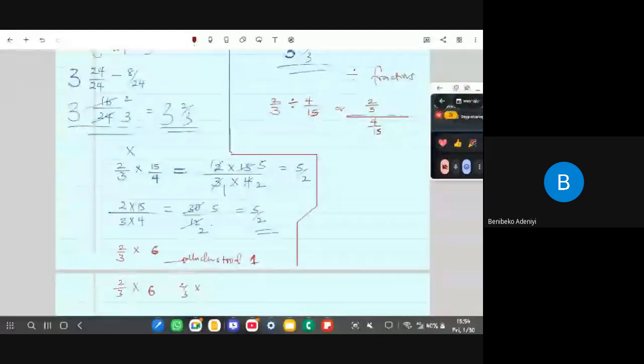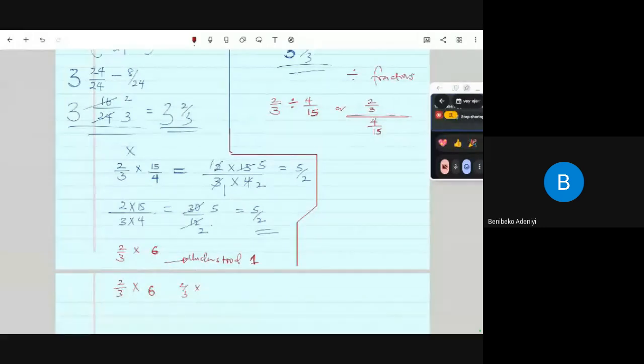Now, let's come to division of fractions. We have 2 over 3 divided by 4 over 5. It can be in this form or something like this. If it is in this form, don't stress yourself.